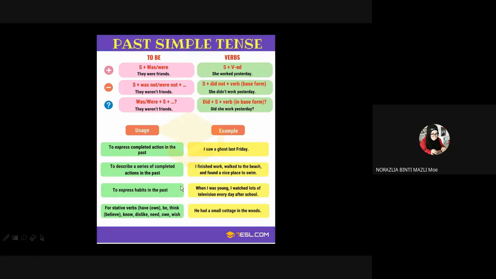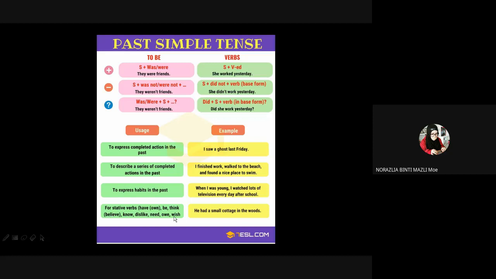The third usage would be to express habits in the past. Contohnya apa? When I was young, I watched lots of television every day after school. For example, I can say when I was young, every day I would use the bus to go to school. Macam tu lah. Yang tu to express habits in the past. In the past ya. So sekarang ni tak ada dah lah.